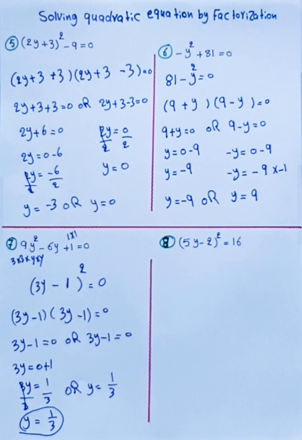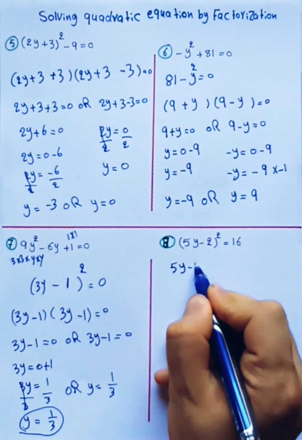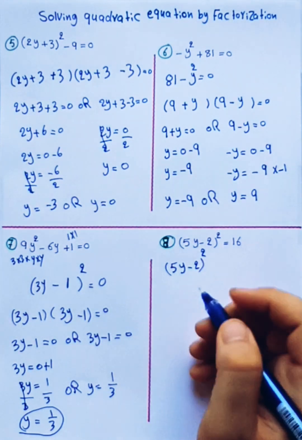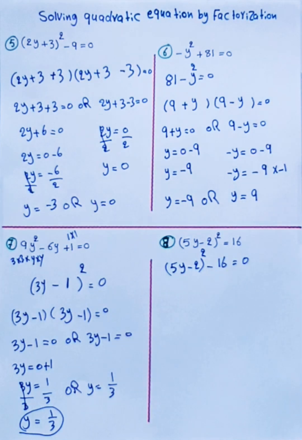The last example, number 8, we have 5y minus 2 to the power 2 equal to 16. We have to rewrite this equation as a difference between two squares like that. 5y minus 2 squared, we have to change the place of positive 16 to the left side, so it becomes negative 16, and then we have to equal this equation to 0. Now we have the difference between two squares. We can use the rules.